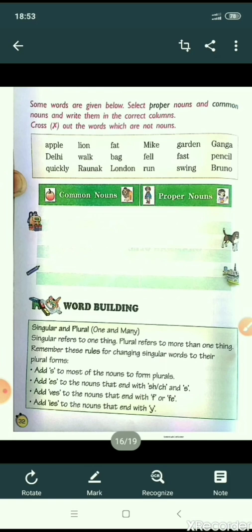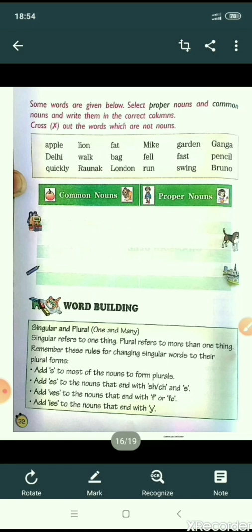Then next word is garden. Garden is a common noun. Garden is a common name for all the types of gardens. So we will write it under common noun. Then Ganga. Ganga is a name of a particular river. So we will write it under proper noun. Then Delhi. Delhi is also a proper noun because it's a name of a particular city. So it will come under proper nouns.